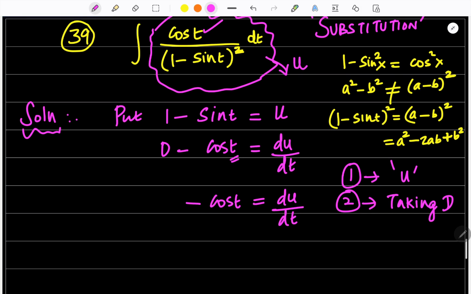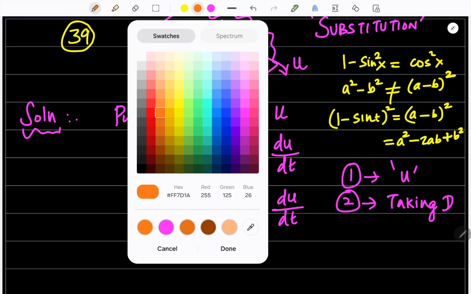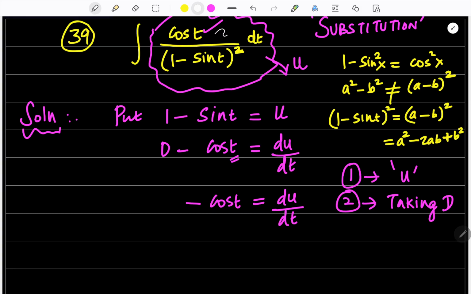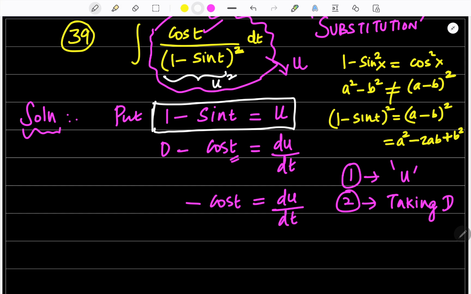So look here. This 1 minus sine t I am going to convert into u. So this is 1 minus sine t is equal to u. The whole thing I am going to call u, and then power 2.